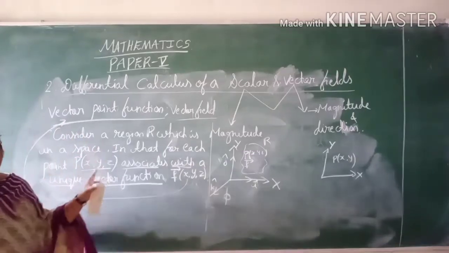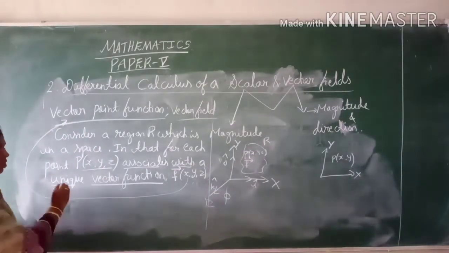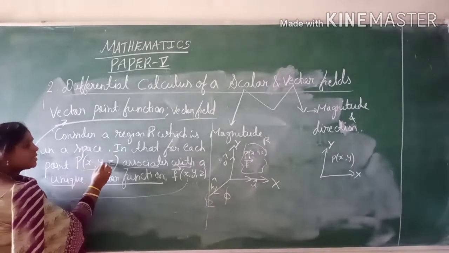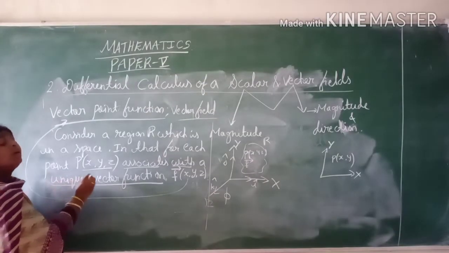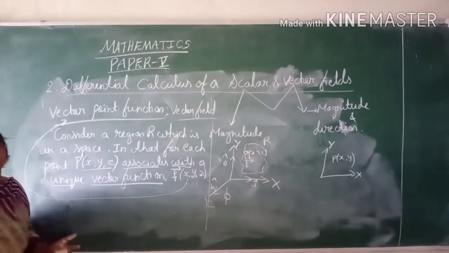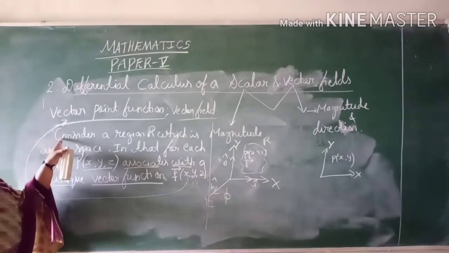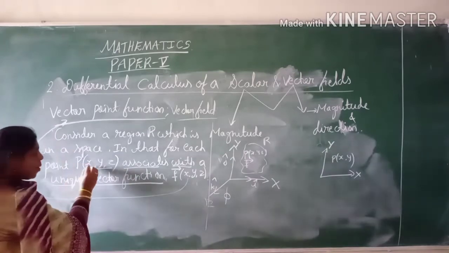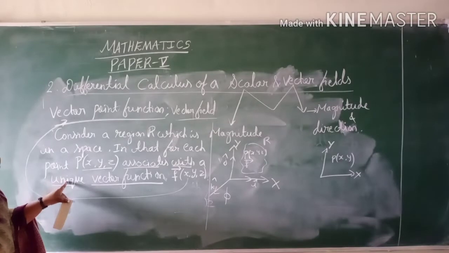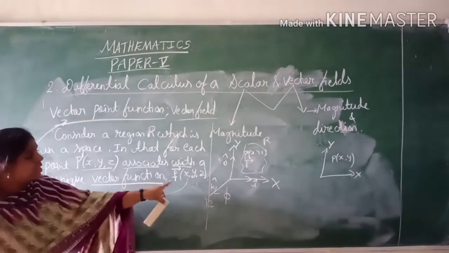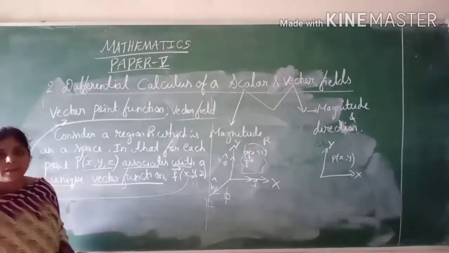Everything is the same in the scalar point function. We just say P of x comma y comma z associates with a unique real value. A real value is a scalar function. In the vector point function, the point P of x comma y comma z associates with a unique vector function, that is vector f of x comma y comma z.